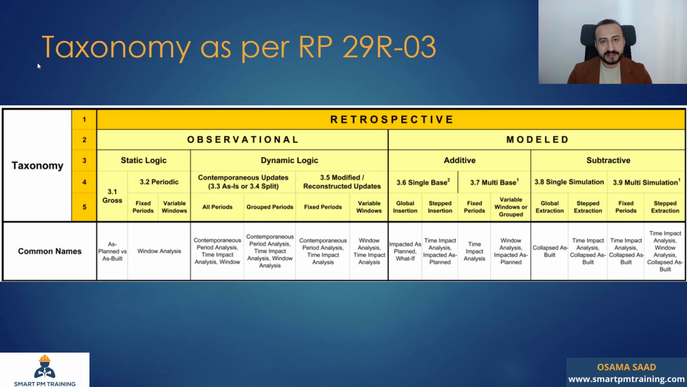I'm gonna go briefly over the taxonomy of the RP 29R-03 for the delay analysis methods. We have 9 MIPs. We have 2 categories, observational and modeled. Under observational, we have static logic or dynamic logic. Under modeled, we have additive or subtractive. In this tutorial, I will cover both 3.1 and 3.2.